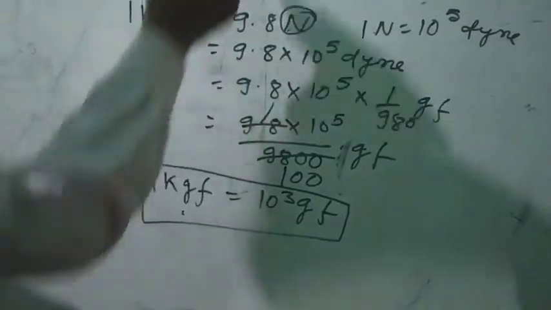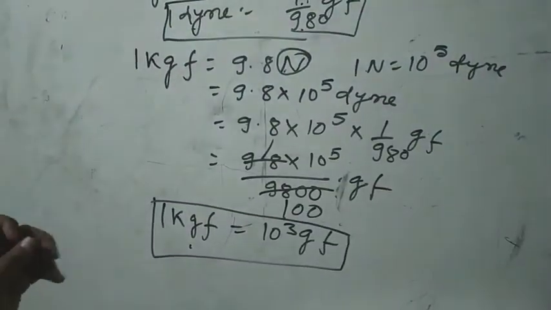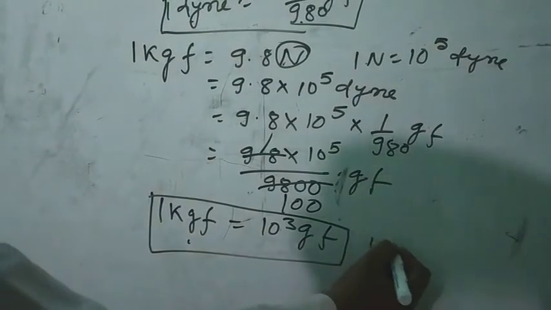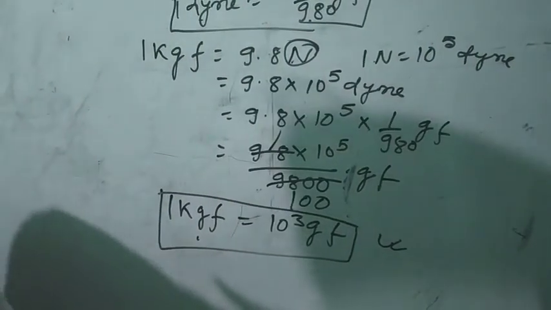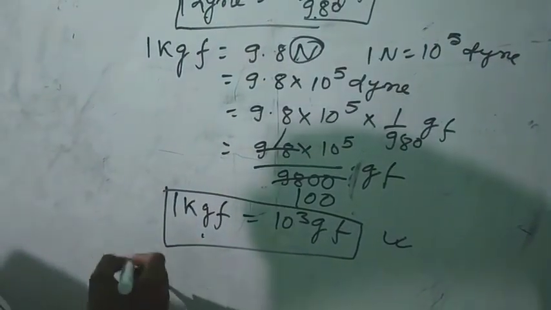These are the relations between kilogram force and gram force. This is the last topic of the gravitations. So this chapter is now complete.